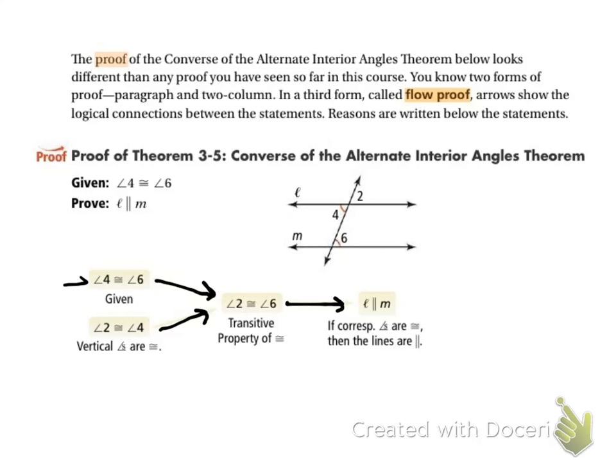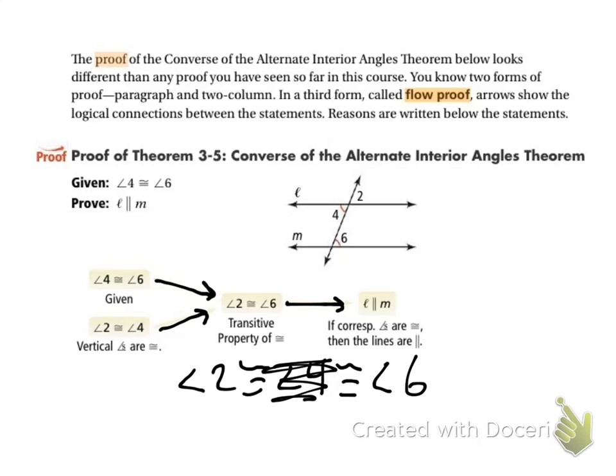So I know that angle 4 is congruent to angle 6 because I was told that. I was given it, so given is written below it. And I know that angle 2 is congruent to angle 4 because they're vertical angles. Using those two things, angle 2 is congruent to angle 4, which is congruent to angle 6, and I can get rid of the angle 4 in the middle. So I get angle 2 is congruent to angle 6 by the transitive property. Angle 2 and angle 6, if I look at my picture, are corresponding angles. So I know that L is parallel to M by the converse of corresponding angles, which is written out there.